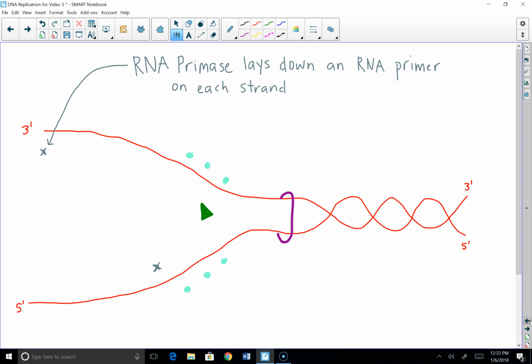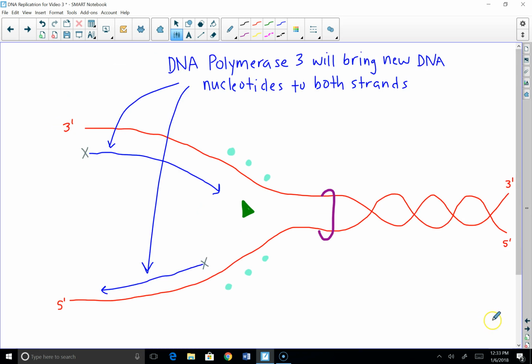The RNA primase is going to come and lay down a little piece of RNA. A little piece of RNA there, and a little piece of RNA there. This is going to give the next enzyme, DNA polymerase 3, a place to begin the copying process. DNA polymerase 3 will come in and it will add nucleotides. Once again, if this is the 3', that would make this the 5'. And we are continually adding to the 3'.